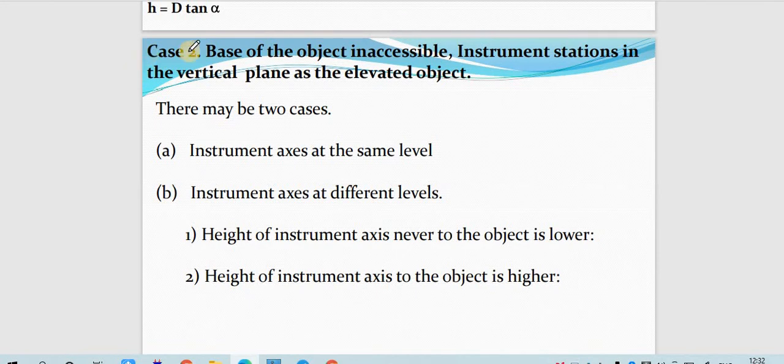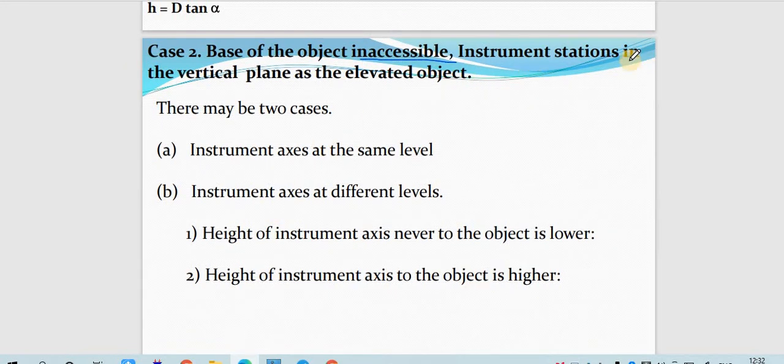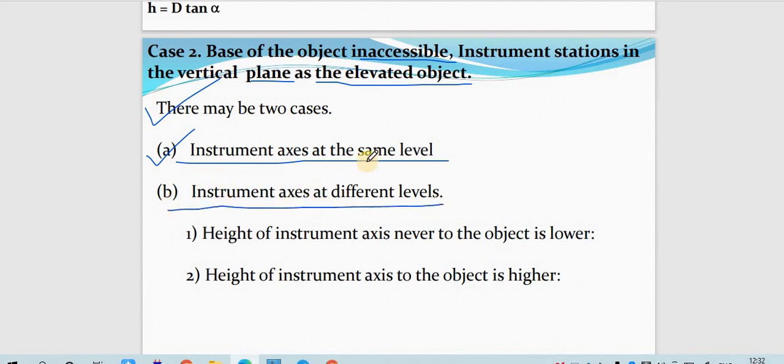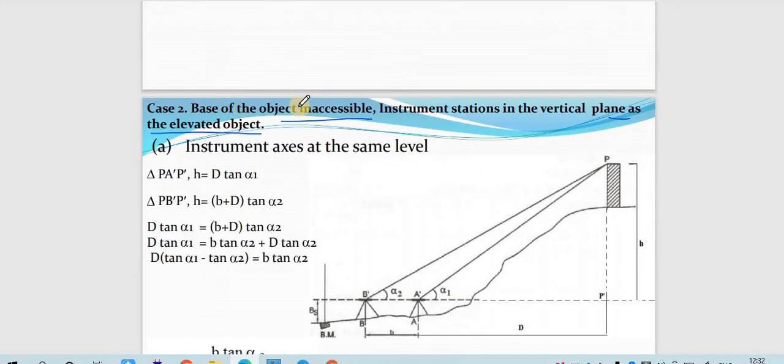Next case is when the object is inaccessible. We cannot reach over there. The instrument station is in the same vertical plane as the elevated object. There are two cases in this: when the instrument axes are at the same level, and when the instrument axes are at different levels. We'll see one by one. First one is when the instrument axis is at the same level.